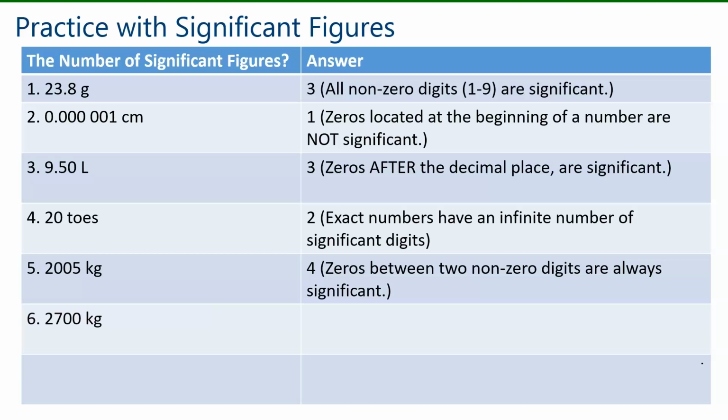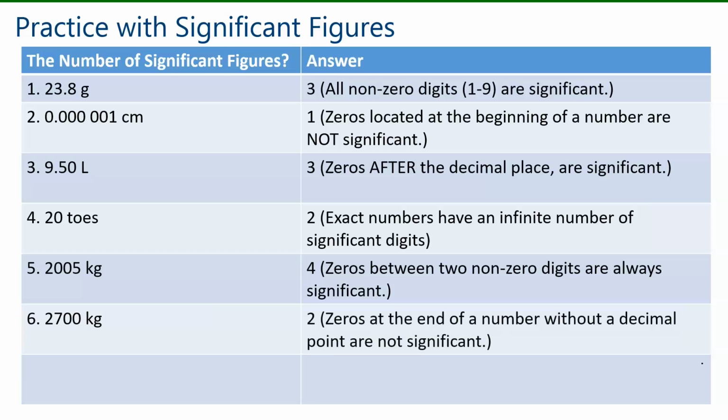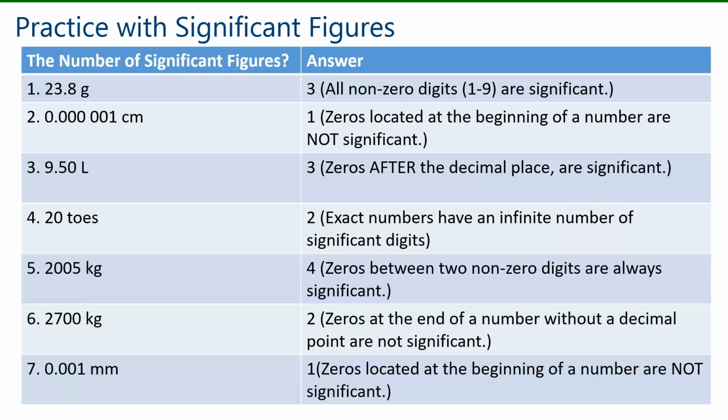Next, we have 2,700 kilograms. This number has 2 significant digits. Remember that zeros at the end of a number without a decimal point are not significant. And last, we have 0.001 millimeters. This only has 1 significant digit. Zeros located at the beginning of a number are not significant.